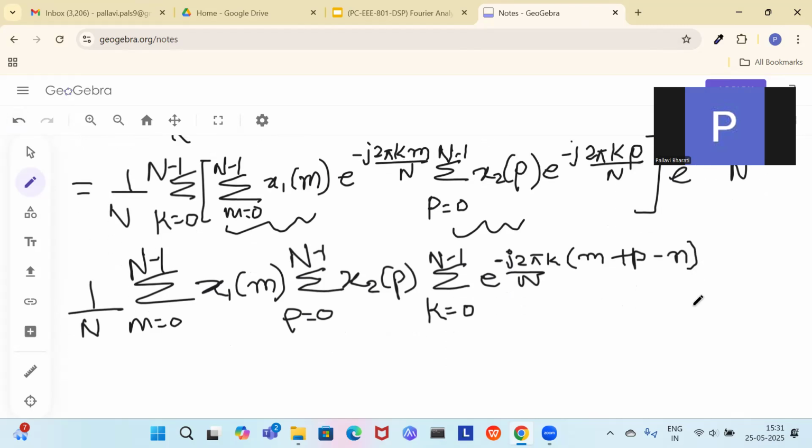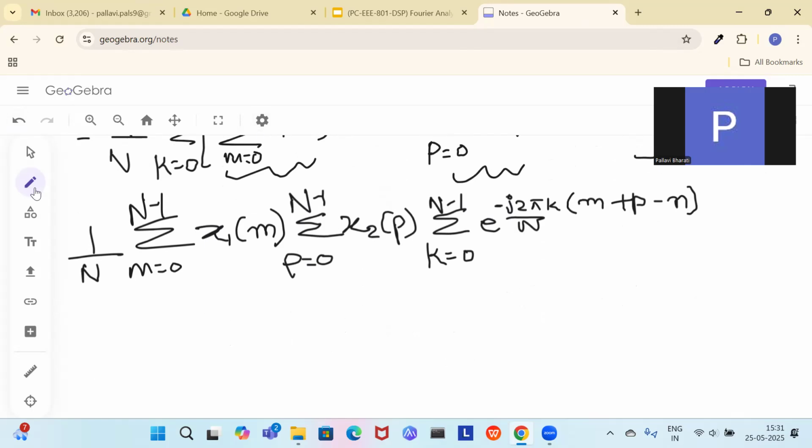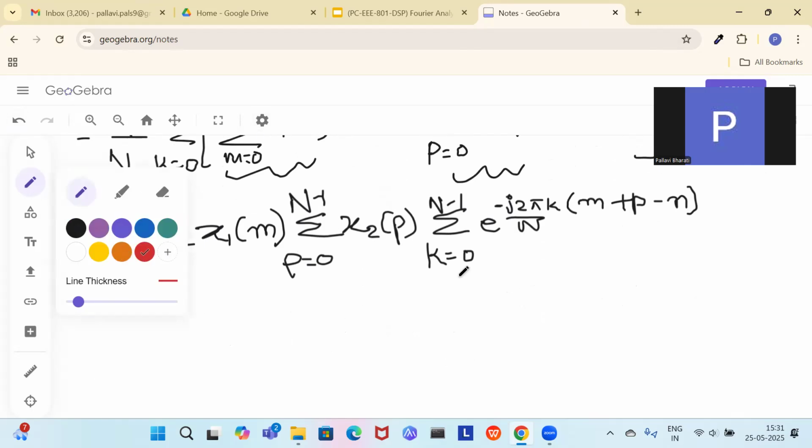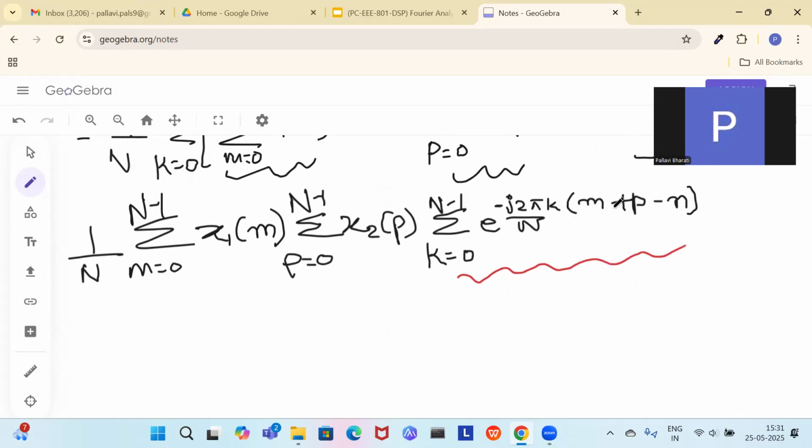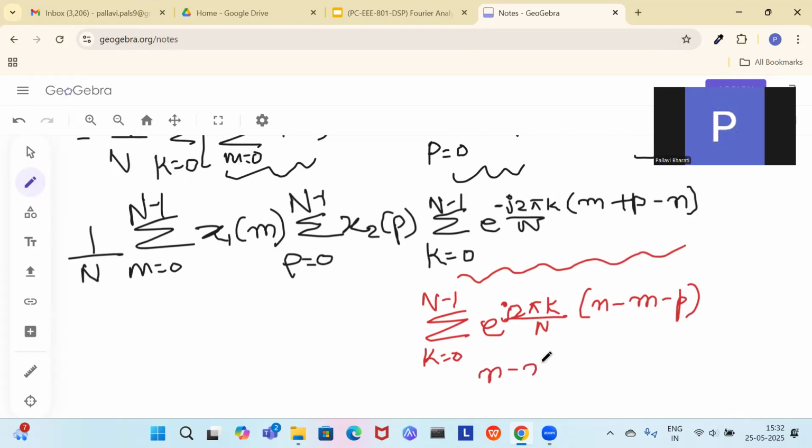Now very carefully watch this. I'll write with a different color here. This portion over here, it is what? e to the power minus j 2 pi k by N, m plus p minus n. If I take this m plus p minus n, you can also write this in this manner: summation k equals 0 to N minus 1 e to the power j 2 pi k by capital N, and then just the signs will change, n minus m minus p.